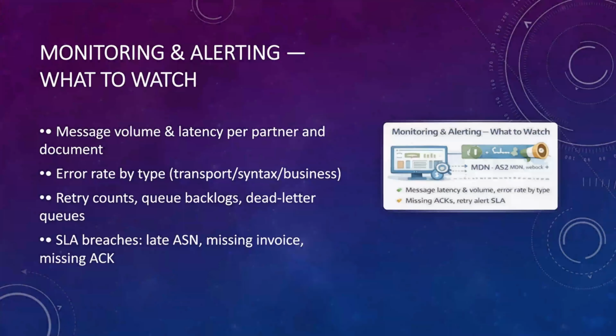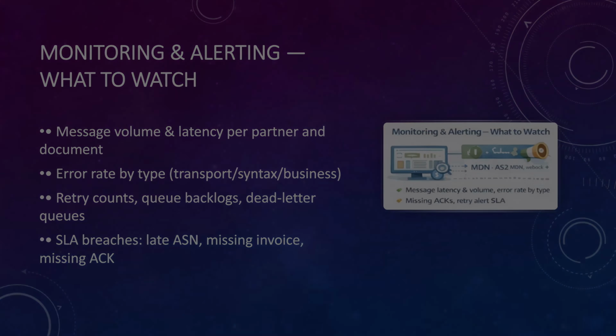Monitoring should focus on what breaks operations first. Track message volume and latency by partner and document, error rates by type (transport, syntax, business), plus retries, queue backlogs, and dead letter queues. Also monitor SLA risks: late ASNs, missing invoices, and missing acknowledgements. Good alerting turns EDI from reactive to controlled.